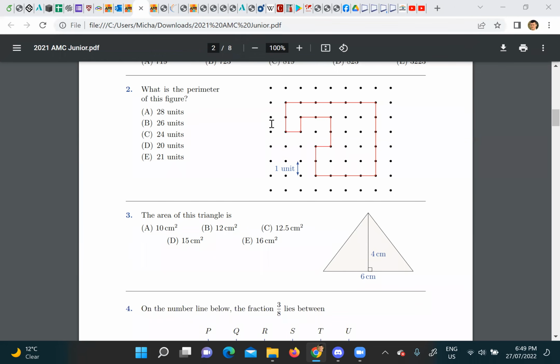What is the perimeter of this figure? It's 26, I'm pretty sure. 26, so it's 4. Oh, this one's taking my time away. So it's 4, 5, 10, 15, 17, 18, 26. Did you get 26? Yeah. Did you get 26? Oh, he's like asleep. Okay, so 26. B.